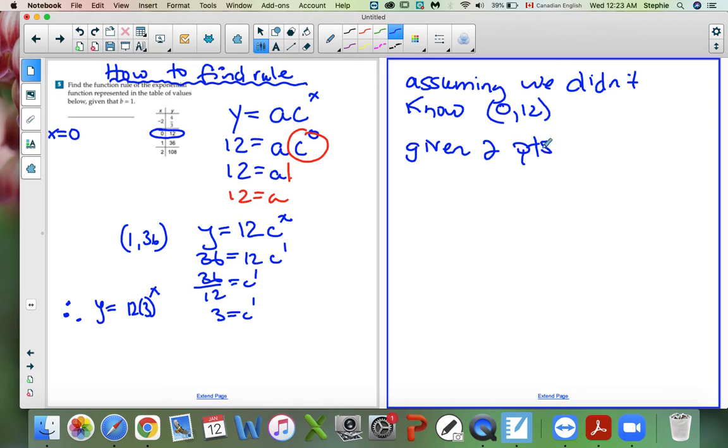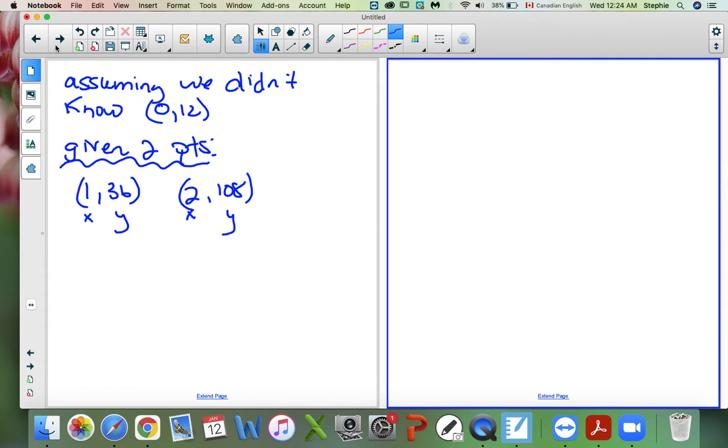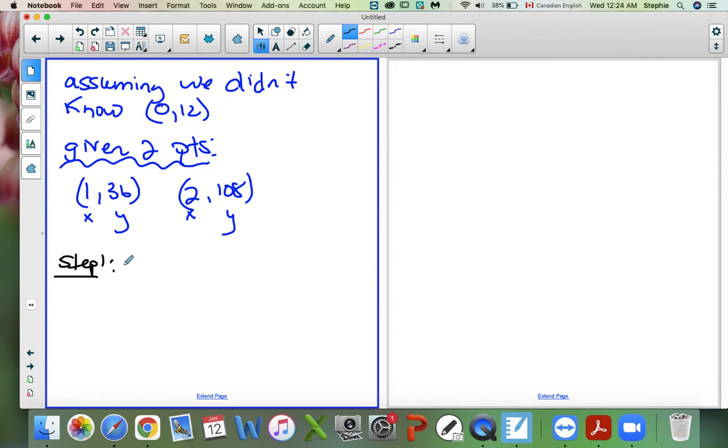So given 2 points. It's going to be a little bit more difficult and very important, how to find the rule of exponential. So supposing I told you, okay, I have 1 and 36 is my 1 point, and 2, 108 is my second point. So whatever, I had drawn this graph, and those were my 2 points. I have x, y here, and I have x, y here. So what you're going to do is, step 1, set up 2 equations. It's a system of equations.